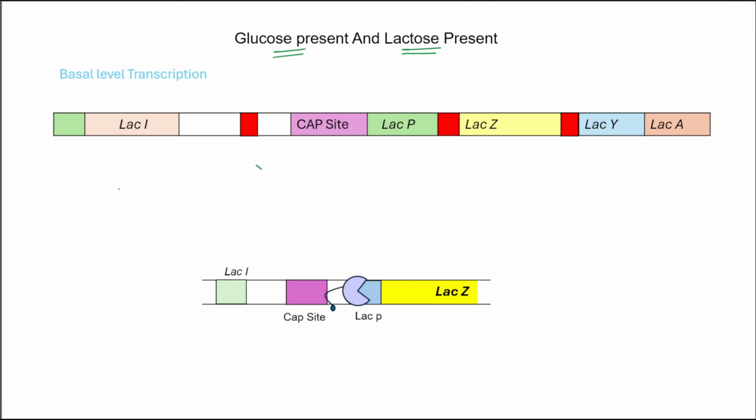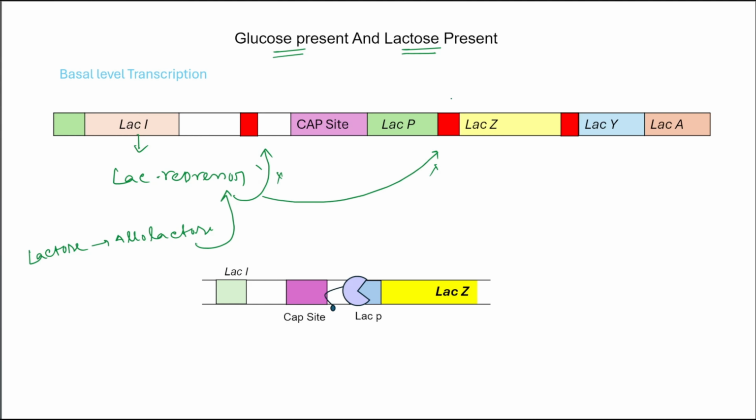So lactose present means lactose is converted into allolactose and the lacI gene expresses lac repressor. So allolactose binds with the lac repressor. So the lac repressor cannot bind in the lac operator site. So then RNA polymerase can bind in the promoter site. So the transcription is on.